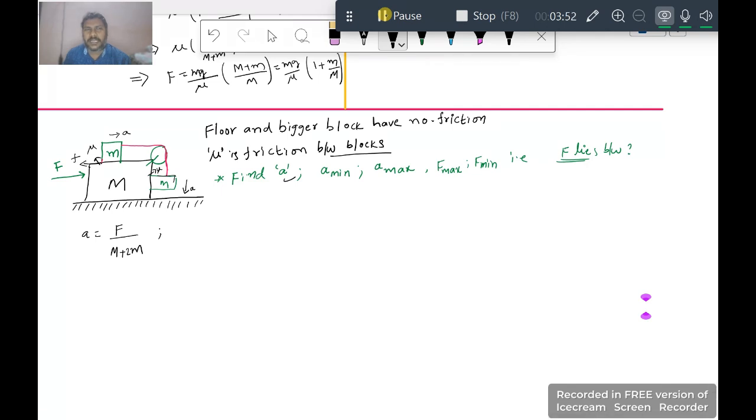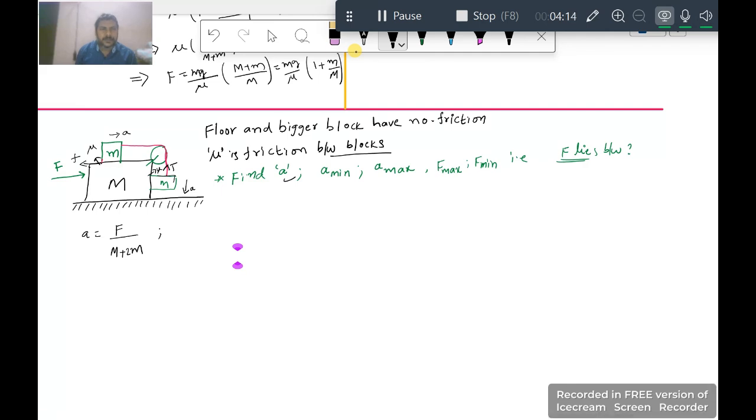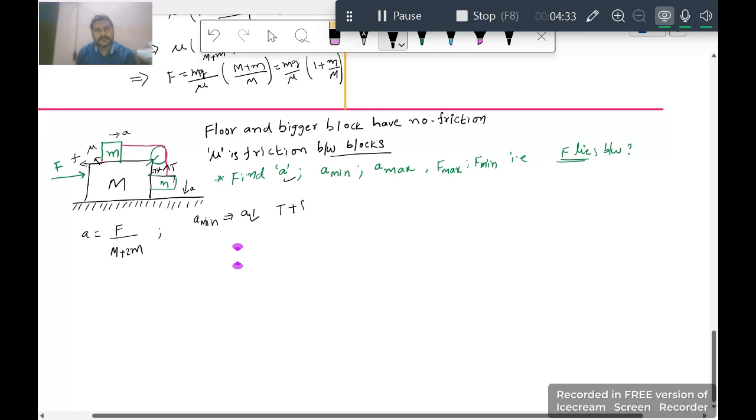Now if you see, when will A be maxima and when will A be minima, as we discussed in the first example, when T minus mg is the driving force here. So downward acceleration means F is minimum force. That means A is minima. In the case of A minima, the acceleration is downwards. That means T plus F is equal to mg. Equation 1.